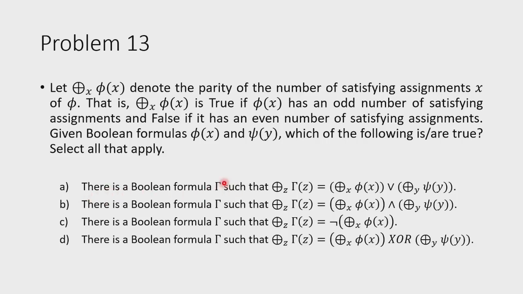Option A. There is a Boolean formula gamma such that parity_z gamma(z) equals parity_x phi(x) or parity_y psi(y). Option B. There is a Boolean formula gamma such that parity_z gamma(z) equals parity_x phi(x) and parity_y psi(y). Option C. There is a Boolean formula gamma so that parity_z gamma(z) equals not parity_x phi(x). So the answer to this problem is all of these.